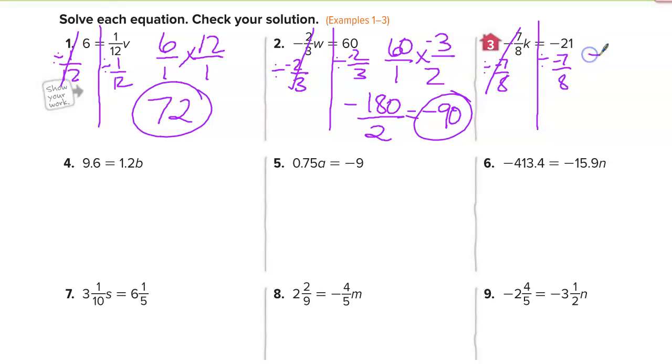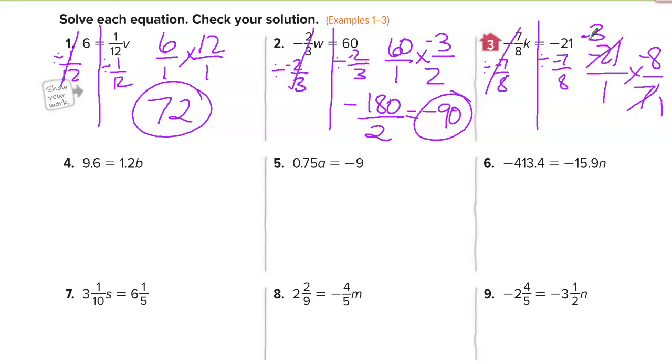I'm going to keep my -21. I'm going to change it to multiplication and then flip 8/7. Carly? Thank you. I was going to say I can save myself here. 7 changes to a 1, and -21 to a -3. Thank you. So that helps me out.